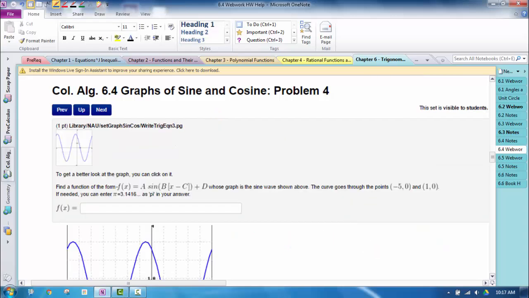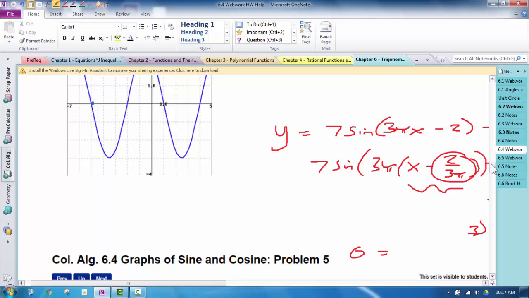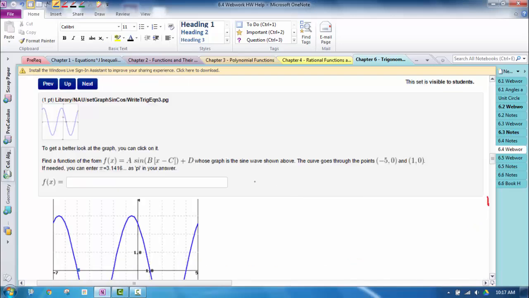Okay, the next problem gives me this function right here, and it gives me 2 points on the graph, and it wants me to write the function. So what I'm going to first find is the amplitude. When I fill this out, I'll use y instead of f of x, but it doesn't matter. Y equals, the amplitude in this case is 3, because the amplitude is the distance from the center to the highest point or the lowest point.